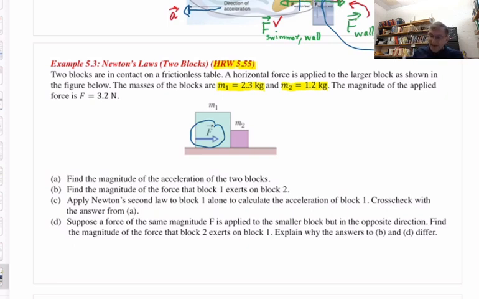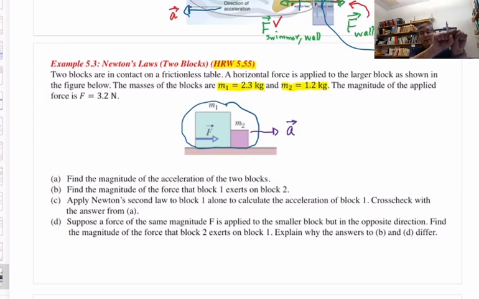The whole kit and caboodle, as they say, consisting of the two blocks, are going to accelerate to the right. A arrow. And they will have the same acceleration, yes? Because they're just being pushed together. Okay, so they have the same acceleration in this scenario. We are to find the magnitude of that acceleration. To find acceleration, it's Newton's second law: a equals F net over m as a vector equation.